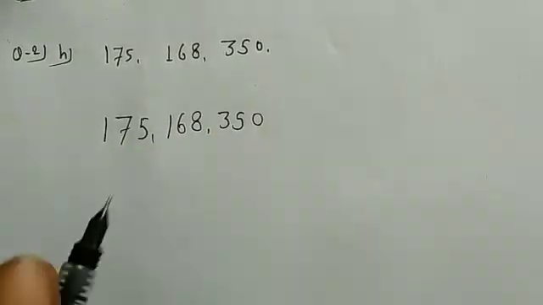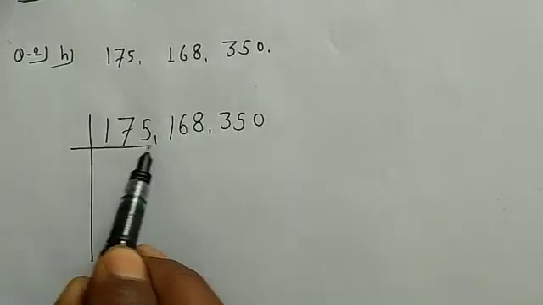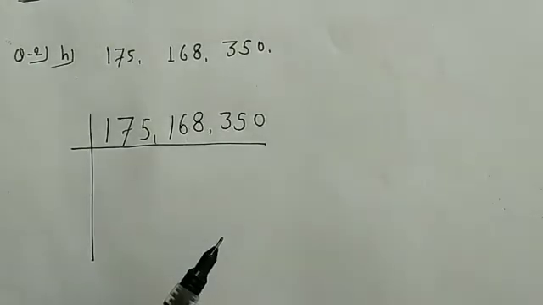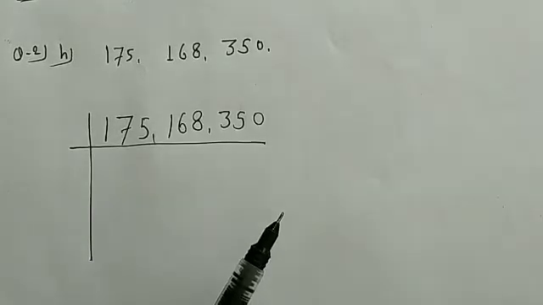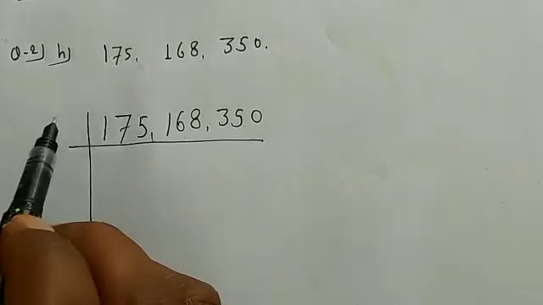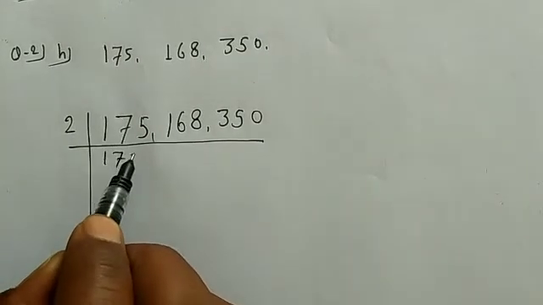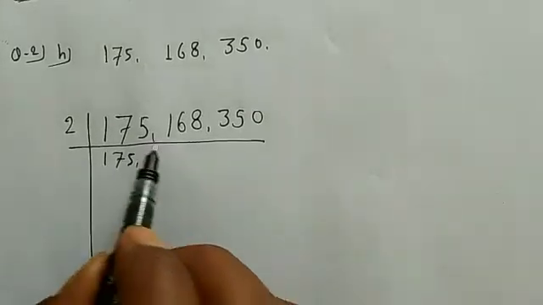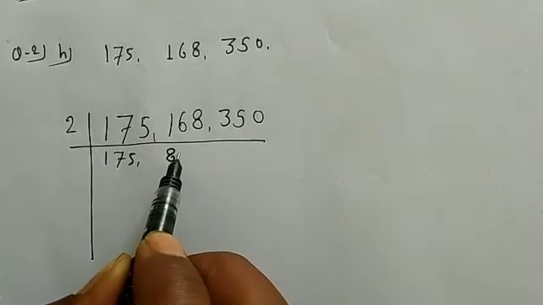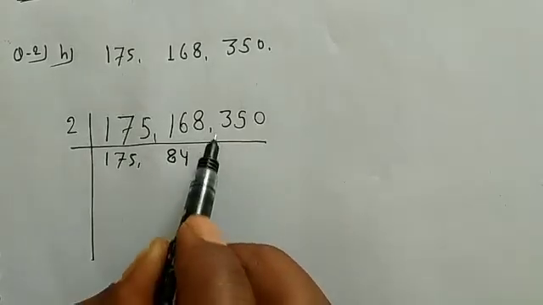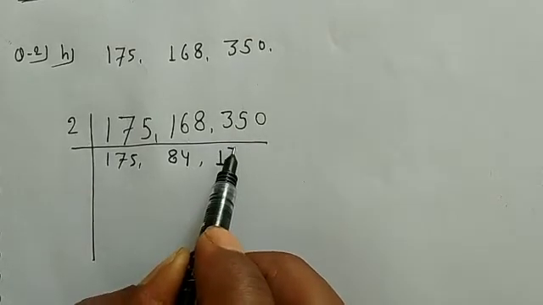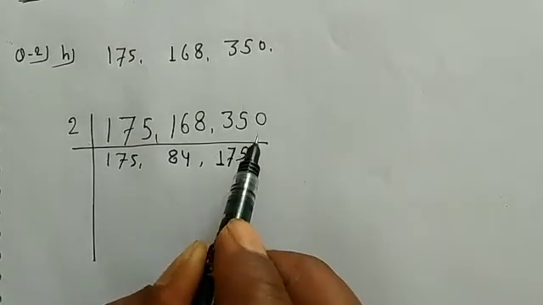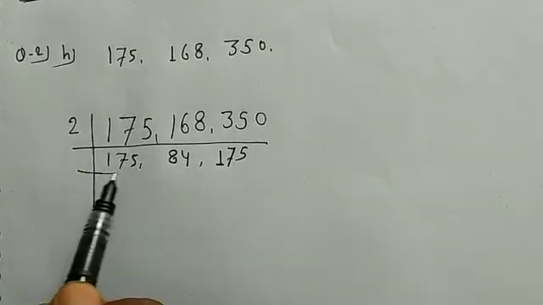175, 168 and 350. In order to find out the LCM, first of all we divide by 2. If any one number is divisible by 2, then we will follow the prime factors in ascending order. First of all divide by 2. 175 will not be divided by 2, it remains as it is. 2 eights are 16, 2 fours are 8. 2 ones are 2, 1 remainder, so 15; 2 sevens are 14, 1 remainder, 2 fives are 10. Now this can be divided by 2, so again divide by 2.